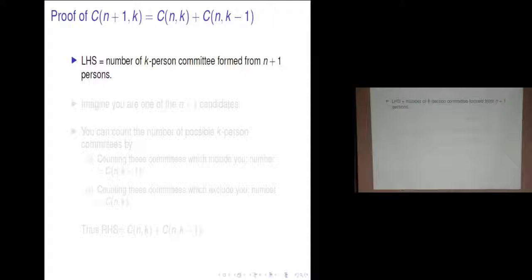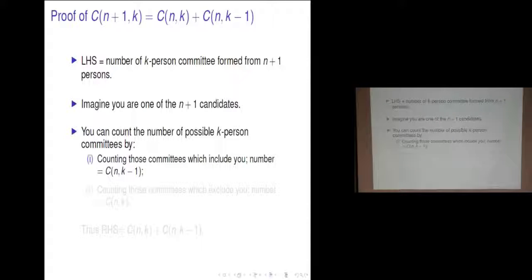Now how about the right-hand side? Imagine you are one of the n plus 1 candidates. Let's count the choices in two different ways. You can count the number of possible k-person committees by first counting those committees which include you, and then counting those committees which exclude you. The number of committees which include you is n choose k minus 1. Why? Because altogether you have n plus 1 candidates, you are one of them, so now you are separate.